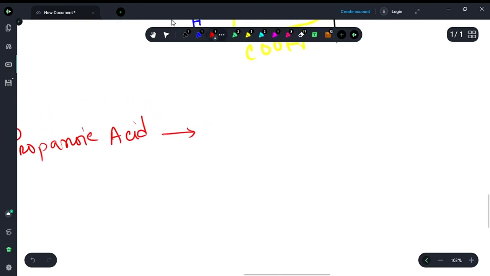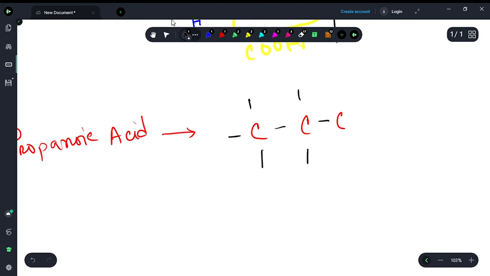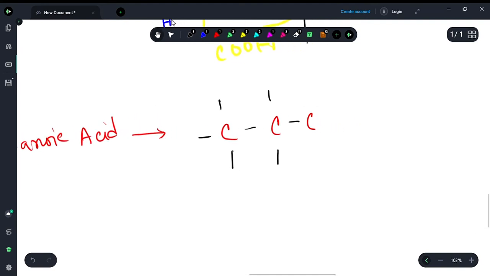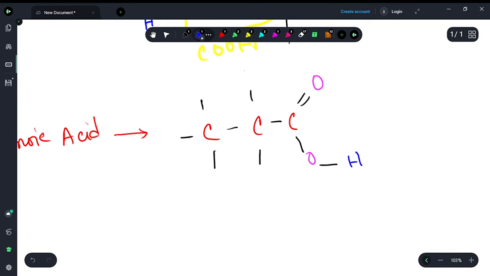So let's just draw three carbons first, 1, 2, 3. Now let's draw the hands. The first two are right, but on the last one we need to draw COOH, as it's a carboxylic acid. So how do you form COOH? We're just gonna do one oxygen with a carbon double bond, then another hand with another oxygen, and then another hand with the oxygen bonded to a hydrogen, and the others will be hydrogen.